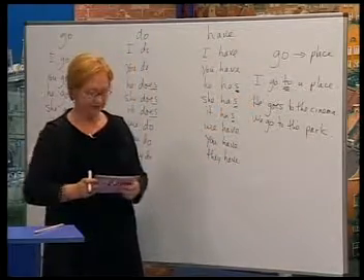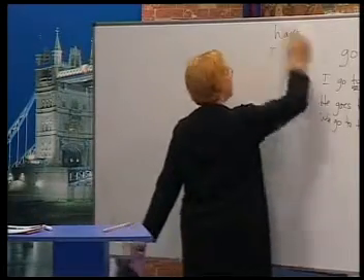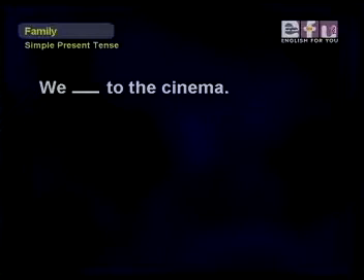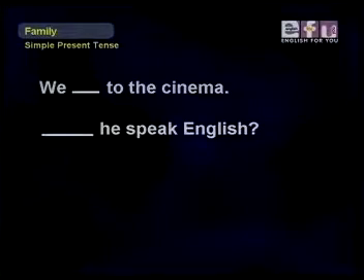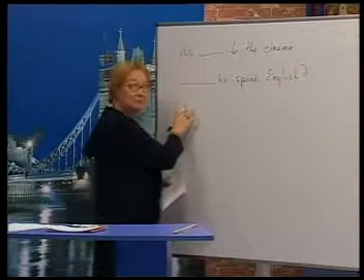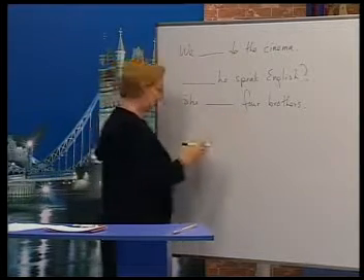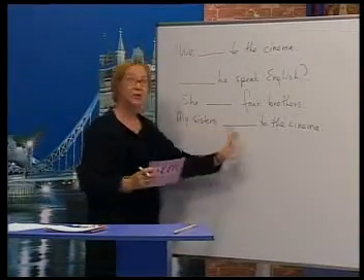Okay? Now, let's practice. Let me erase the board. First, I'm going to write some sentences on the board with blanks in them, and you're going to fill in the blanks. So here come the sentences, and assistants later, you will help me. Here's the first one. We blank to the cinema. He blank speak English. She blank four brothers. And my sisters blank to the cinema.